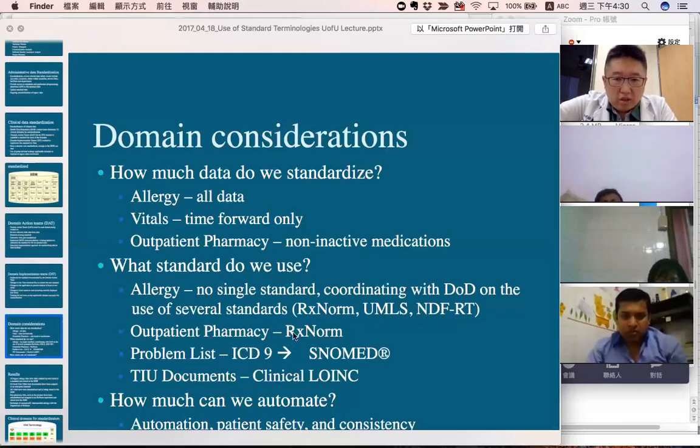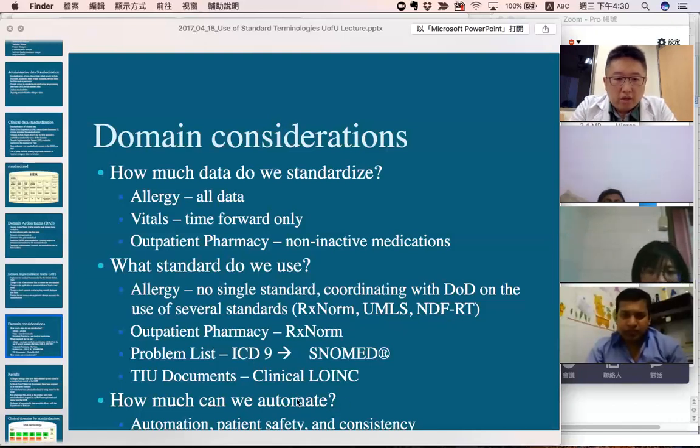Then the pharmacy, again, RxNorm, and the problem list, I think ICD-9, ICD-10, SNOMED, there is lots of discussion if we really want to talk about the information about the clinical side. And for the document, we can use LOINC.